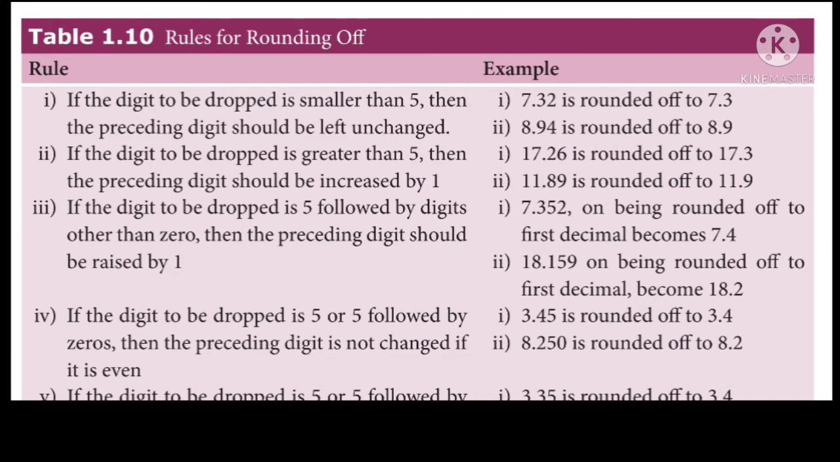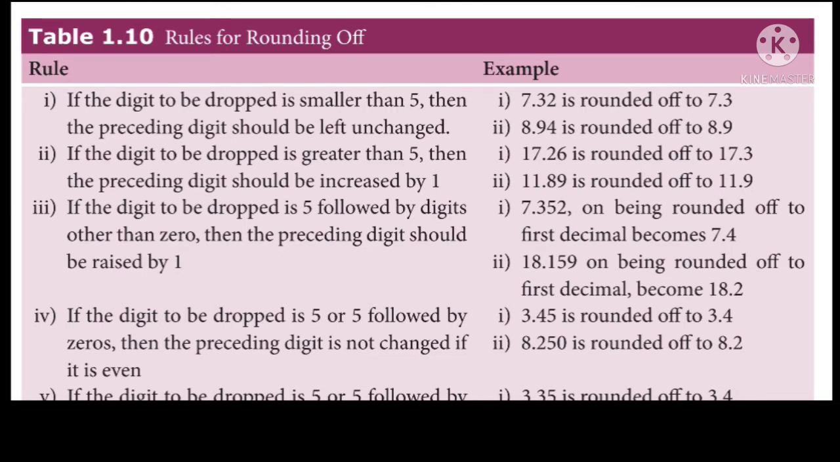See the next rule. If the digit to be dropped is 5 or 5 followed by zeros, then the preceding digit is not changed if it is even. Look at the example 3.45. In this number, the least significant digit is 5 and this 5 is equal to 5. If the number is equal to 5, we have to check the previous digit and check whether it is an even number or odd number. If it is an even number, we have to write the number as it is. So the result will become 3.4.